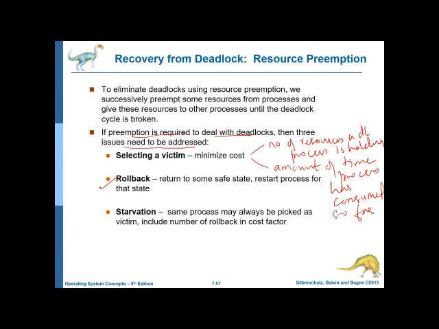Maybe due to rollback also, P1 is again restarted. Whatever be the case, P1 can never get a chance to complete its task, so it can lead to starvation. So these are the basic ideas. What we must do is ensure that a process that is picked up as a victim, we know that these are the issues that we need to address. So we must ensure that we pick a process as a victim only a finite number of times.